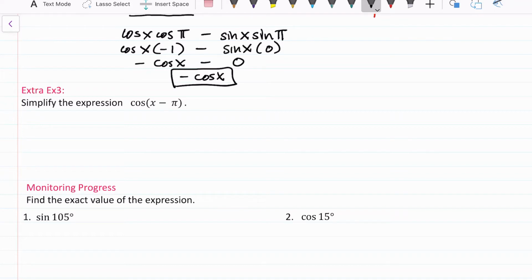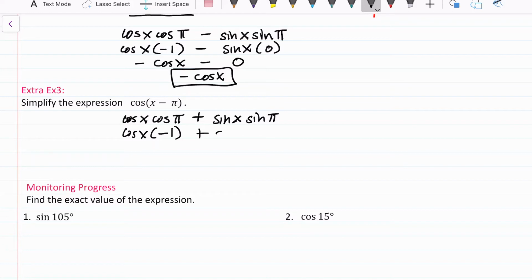Same thing. I wish they would have given you sine, but we write the formula first: cosine of x, cosine of pi, plus sine of x, sine of pi. So it's the same thing as above: cosine of x times negative 1 plus sine of x times 0, which is negative cosine of x plus 0, which is negative cosine of x.